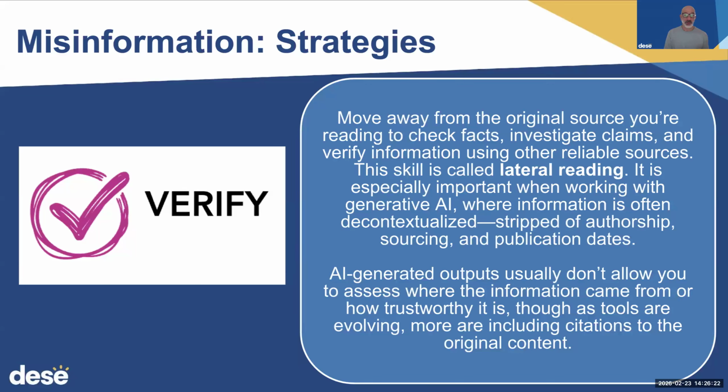Verify. Move away from the original source you're reading and check facts, investigate claims, and verify information using other reliable sources. This literacy skill is called lateral reading. It's especially important when working with generative AI, where information is often decontextualized, stripped from authorship, sourcing, and publication dates. If we think way back to webinar one in this series about foundational knowledge, generative AI models generate text, tokens of text, fractions of letters, based on this huge data set and how their tools have been trained to generate text output.